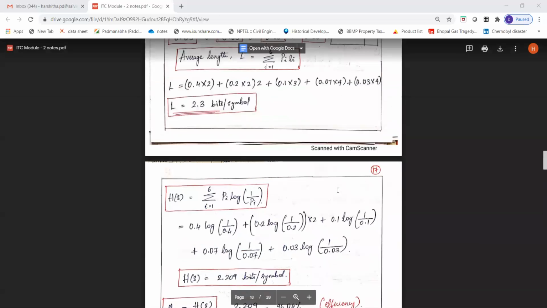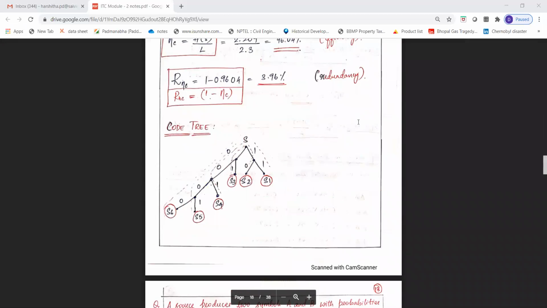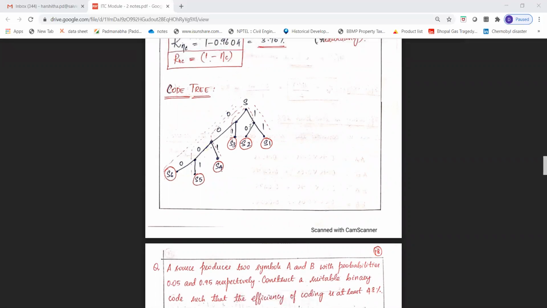If you go back to this table and see, the code word for symbol 2 is 1 0. The first 1 I've got here, and the second 0 I'm getting here. So by traversing this path I'll get 1 and 0. At this node I'll terminate the branching and write it as S2.